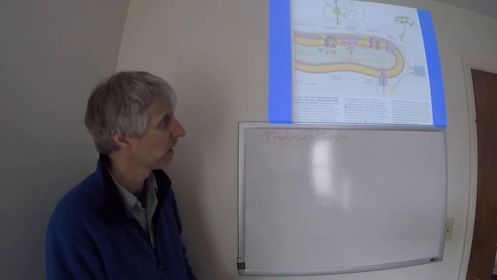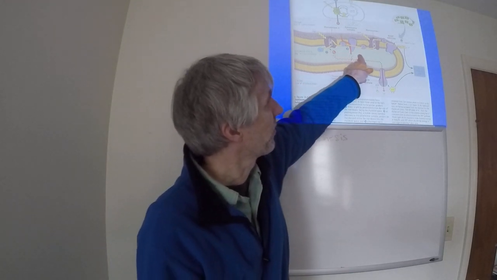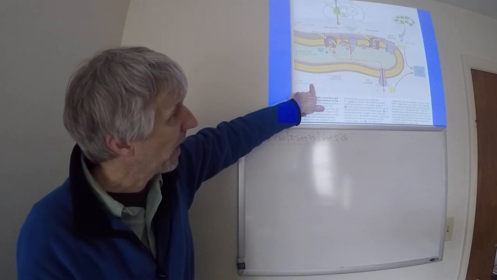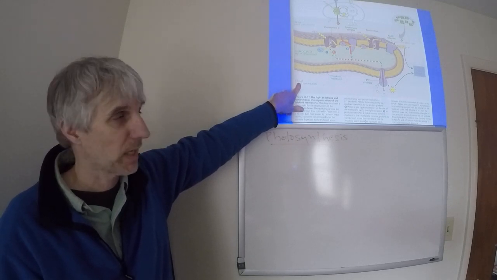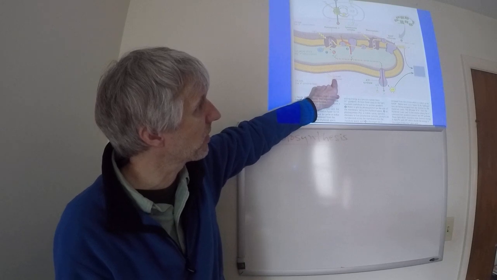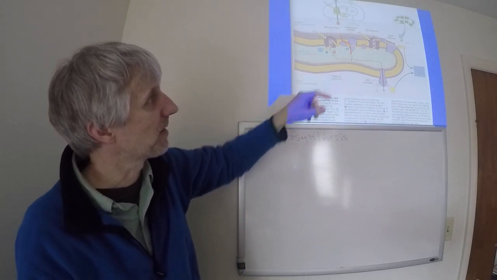All right. Here we are at the thylakoid membrane with the lumen of the thylakoid right here. And then out here, this is the stroma. So we're in the chloroplast looking at a portion of the thylakoid membrane, and this is the stroma, and that's the thylakoid lumen.